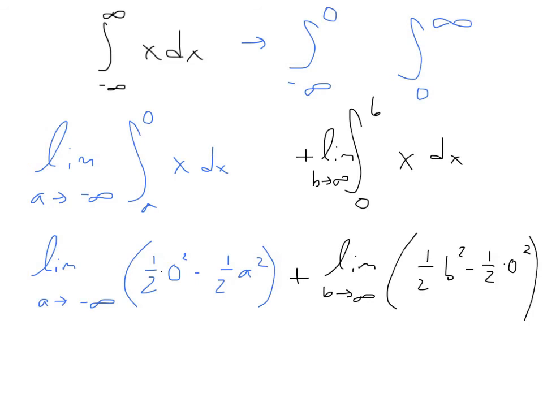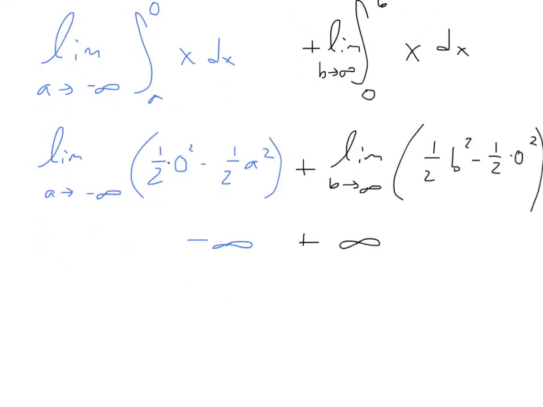Right? And so what we're going to find here, imagine as a approaches negative infinity, this thing here is effectively approaching negative infinity. Plus this one over here, as b approaches positive infinity, this is approaching positive infinity. You may be inclined to think, these two things, they might cancel out. This is an indeterminate form. It doesn't matter. To be honest, as soon as this one diverged, we knew that the entire integral diverges.